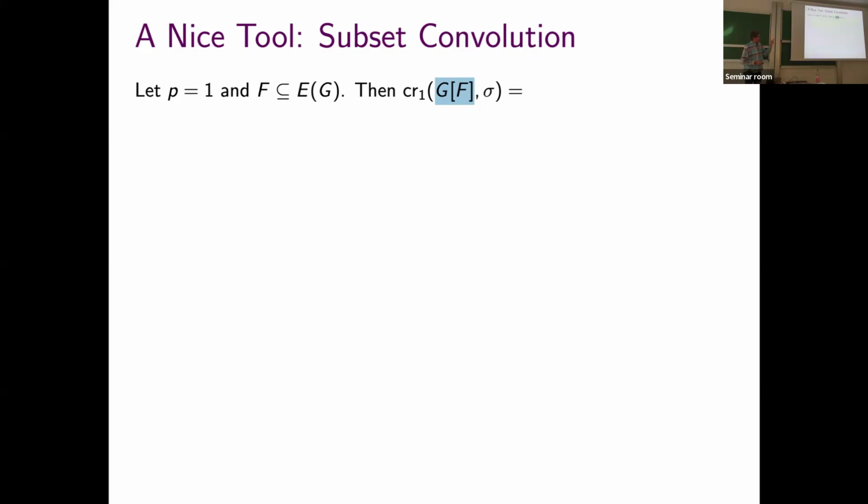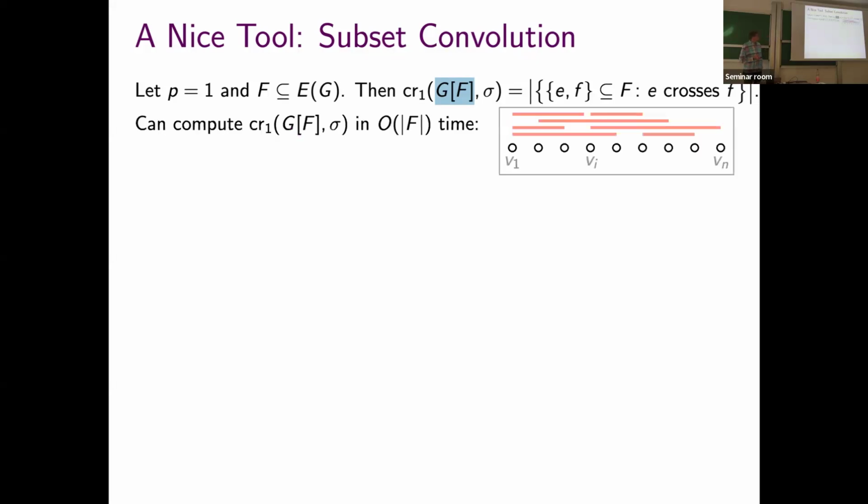So what is this? This asks basically for the number of crossings I have in my set, because everything is fixed. So the ordering of the endpoints of the edges is fixed. So I know exactly which pairs of edges intersect and which don't. So it's really just the number of edges in F that cross each other. Okay, and how can I compute this quickly? Actually, I can do it in linear time.